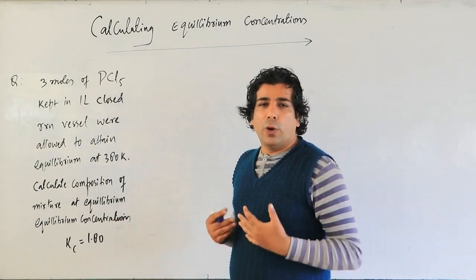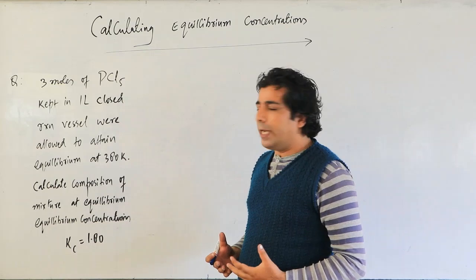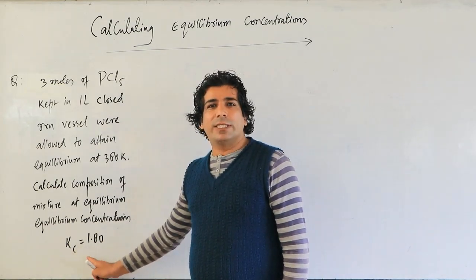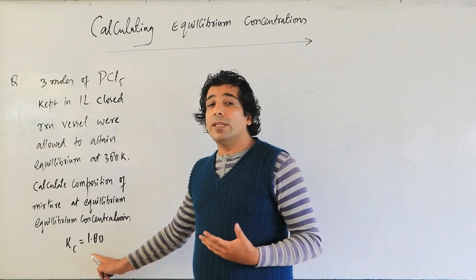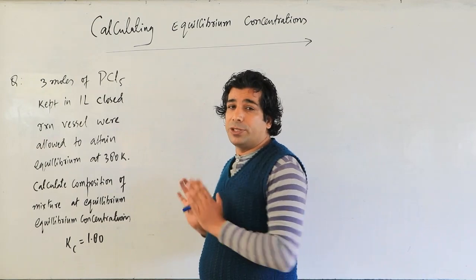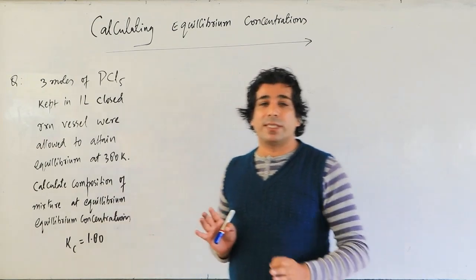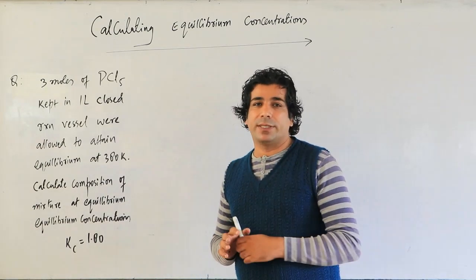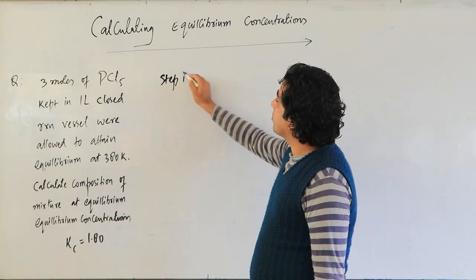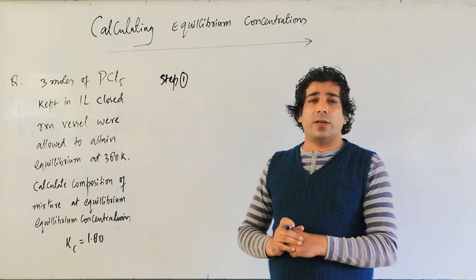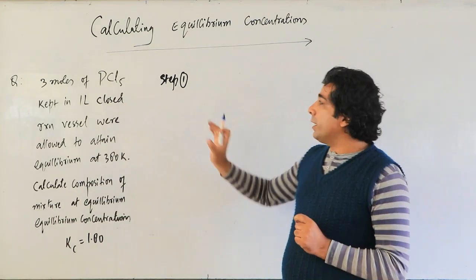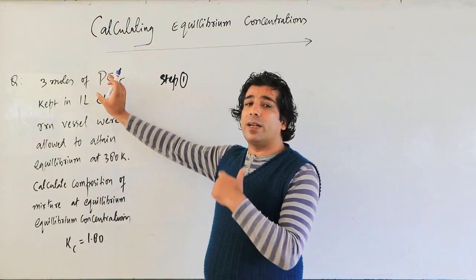Before we go into this process, something is given to us. What is that? The Kc value is given, and it is 1.80. That is, the equilibrium constant value is already mentioned. So let us follow the steps one by one. The first step is that I have to write down the chemical equation.